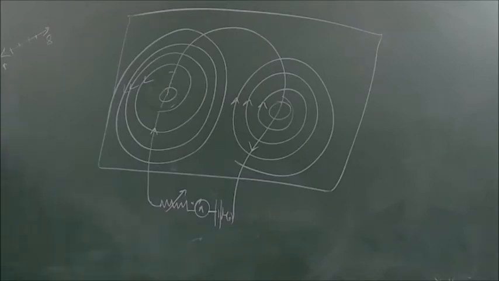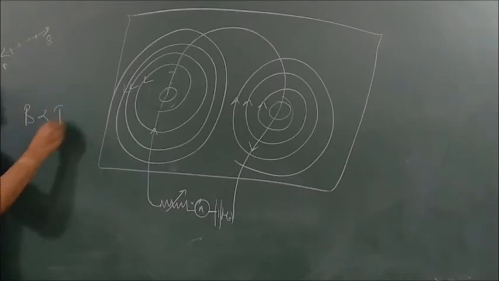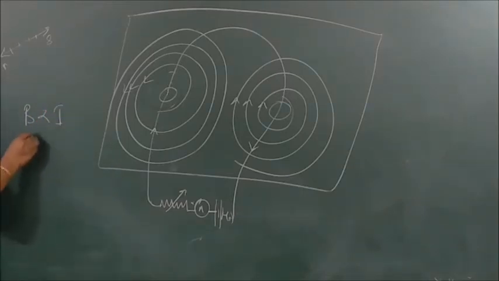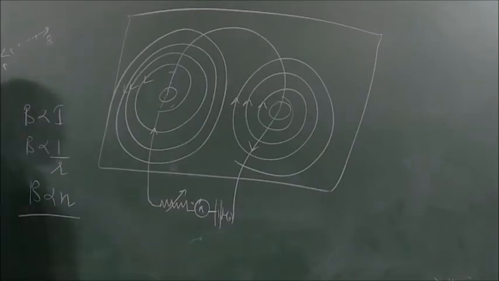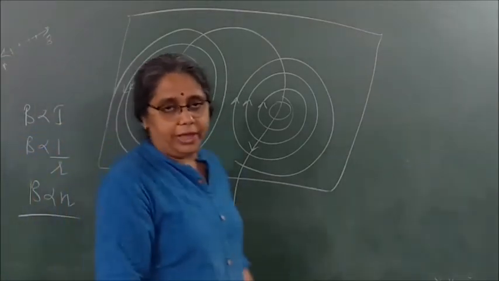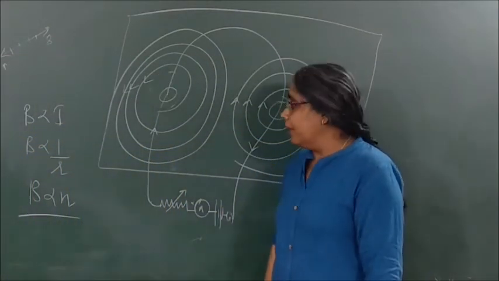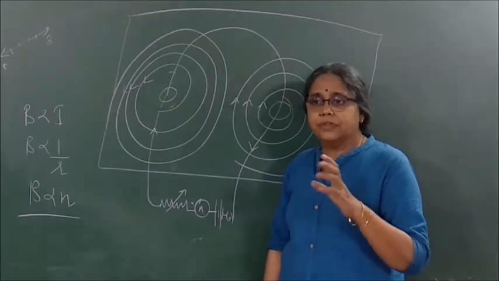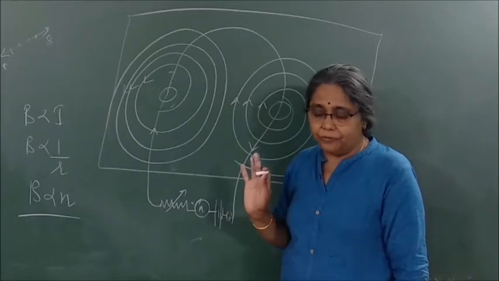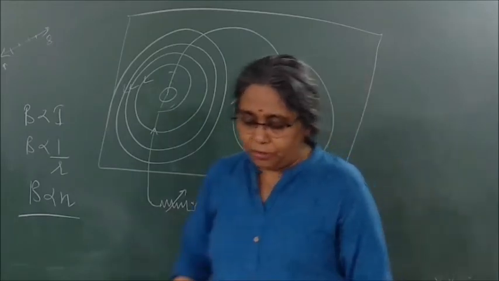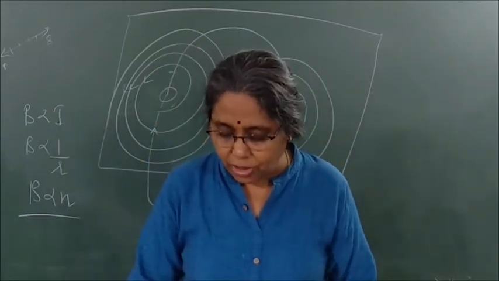How do I increase or decrease the magnetic field? By increasing the current, by bringing the magnetic compass closer to the current carrying conductor, and by increasing the number of turns of the wire, of the copper wire. Why? Because each turn behaves like a magnet and adds up to the magnetic field. Fine? Now, we have to talk about something which is called as what? Solenoid.